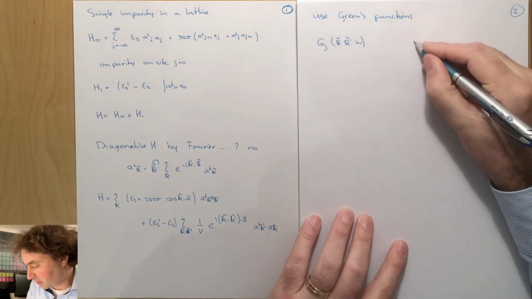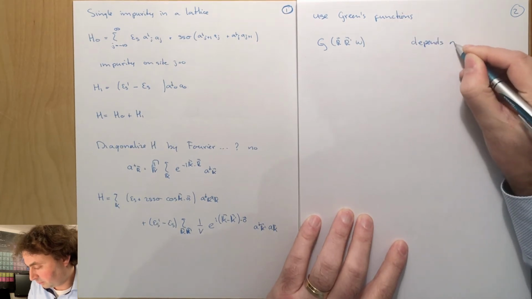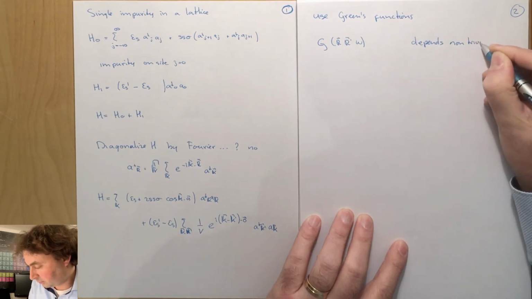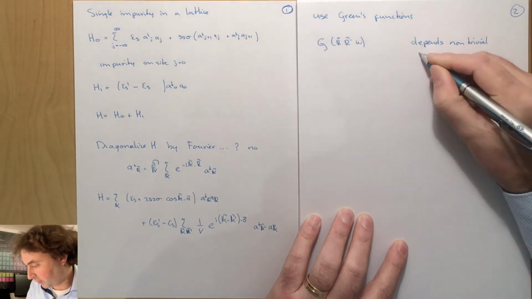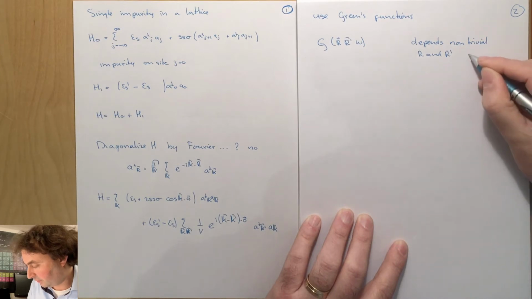So this depends non-trivially on both R and R prime. They're no longer periodic.